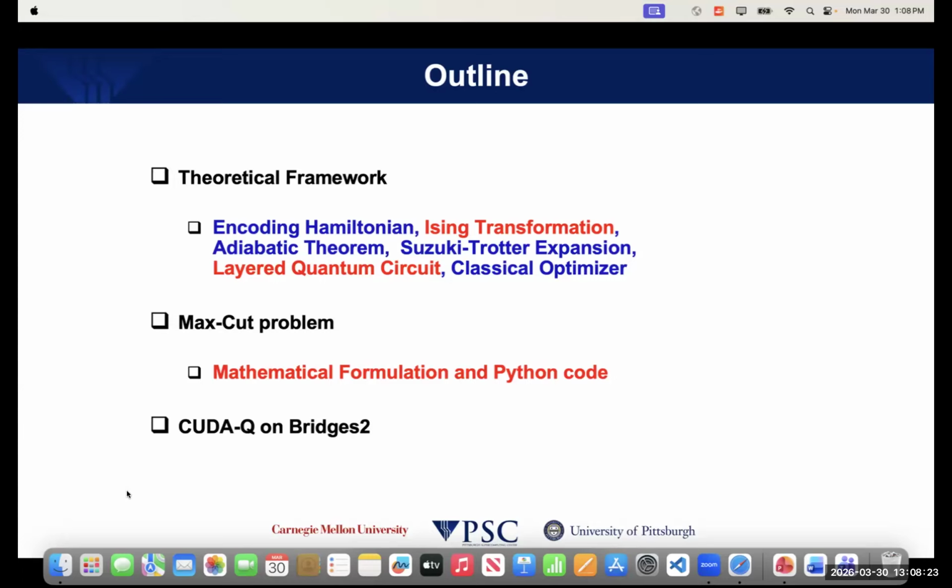So yeah, welcome everyone. So these are the outlines of the talk. This talk is more like an introductory QAOA algorithm, classroom style talk. So I will discuss the theoretical framework, including many different terms within this pipeline, and the talk will mostly focus on the max cut problem, which is a simple theoretical problem used for benchmarking purposes. But this algorithm will be scalable to other real life examples where I will show you the mathematical formulation and also the Python code. And finally, we will show some commands for how to run CUDA-Q on Bridges-2. For that, I will provide a GitHub repo and a recorded demo for you to explore later after the talk. But I will explain the commands in this talk.